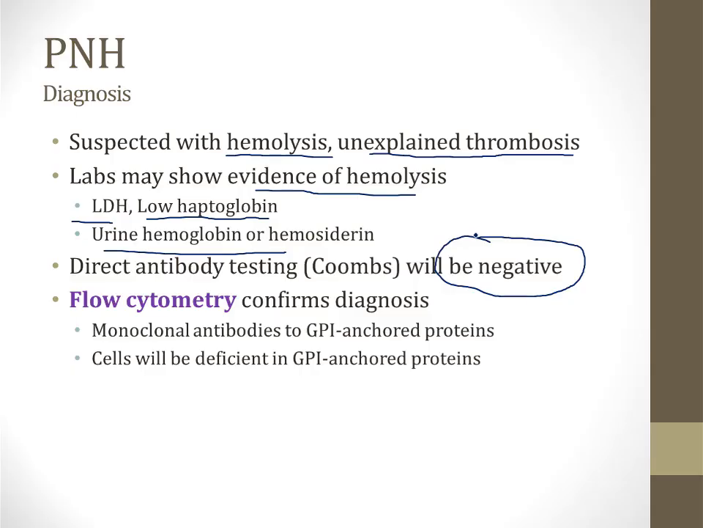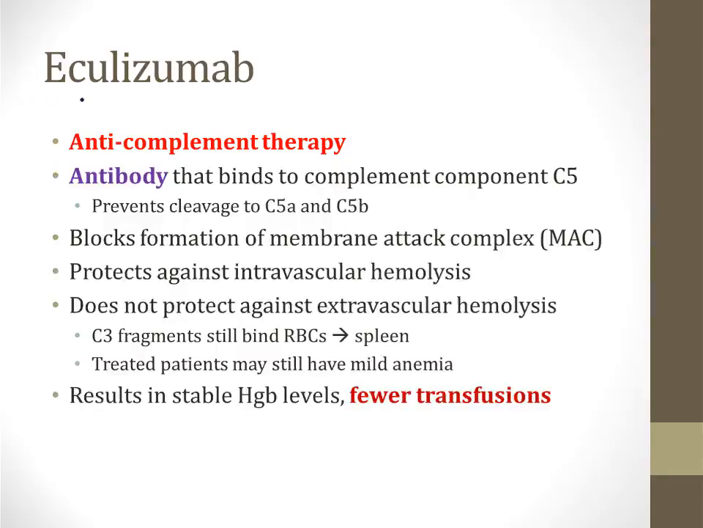The way you confirm the diagnosis is by doing a test called flow cytometry. In flow cytometry, you take monoclonal antibodies that attach to GPI-anchored proteins, and then you can detect whether or not those antibodies have attached. What you will find is that the antibodies are not attaching because the cells are deficient in the GPI-anchored proteins. Treatment of PNH is complex, but you should be aware that there is one therapy called eculizumab, which is an anti-complement therapy.